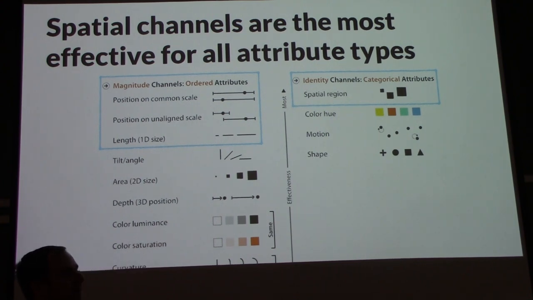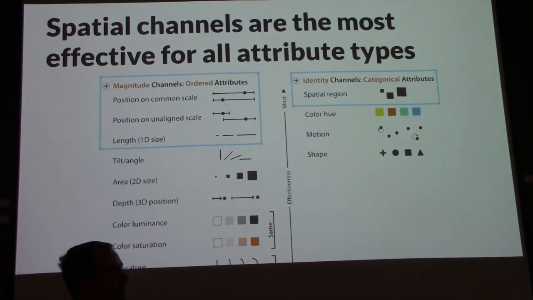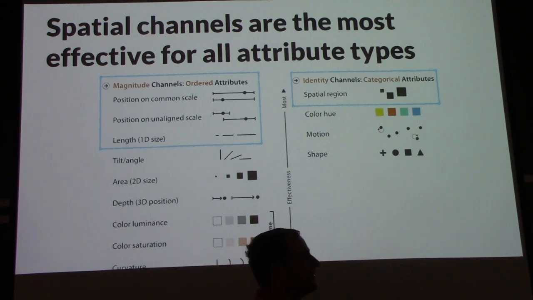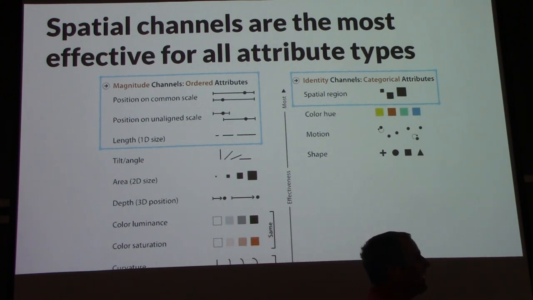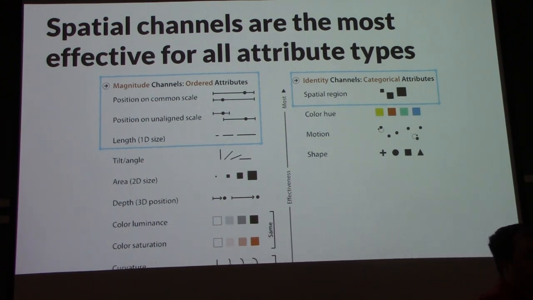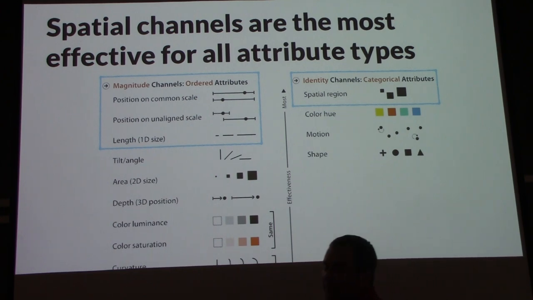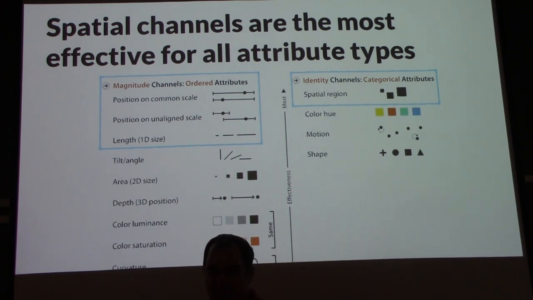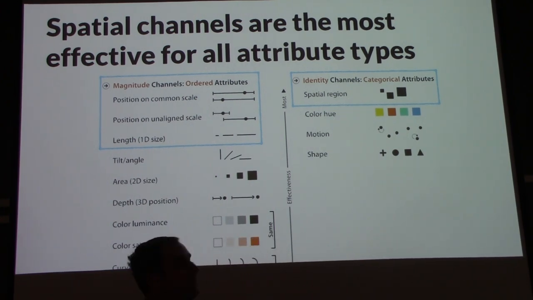But again, many of those choices that I'll be talking about go back to these visual variables, to these marks and channels. And we will be using primarily the position on a common scale and spatial region as much as possible. We'll be using some color and color luminance and so on too.